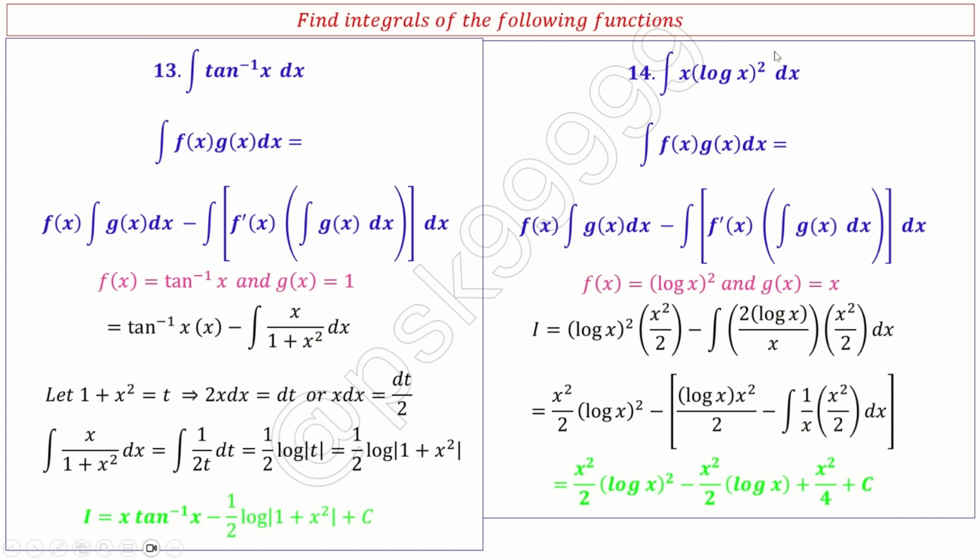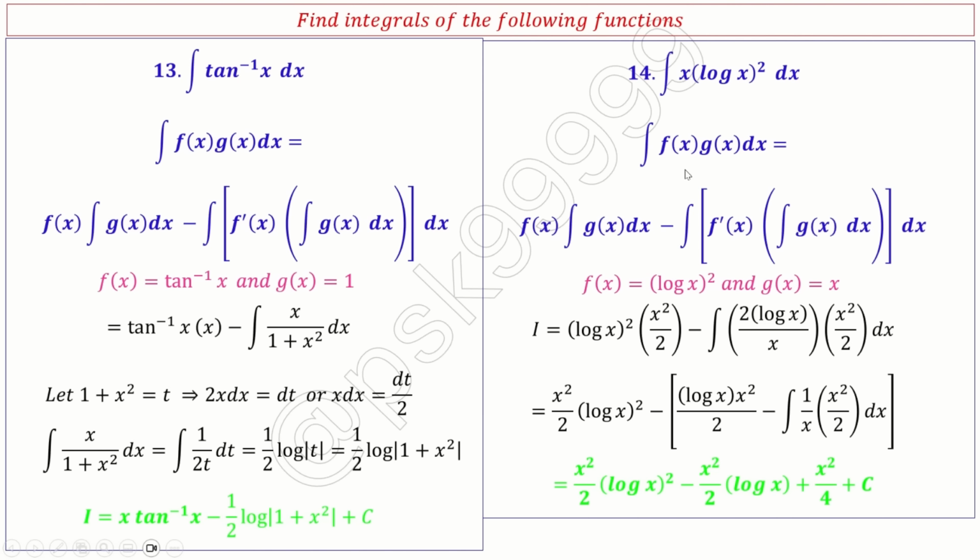Integration of x log x whole square. In ILATE, logarithm is above algebraic. So you take f of x as log x whole square, g of x as x. So in the first iteration you get log x whole square into x square by 2 minus integration of x log x that you will get here.